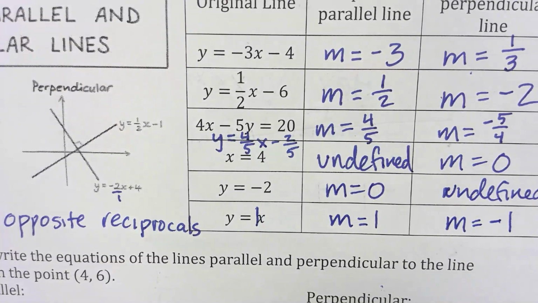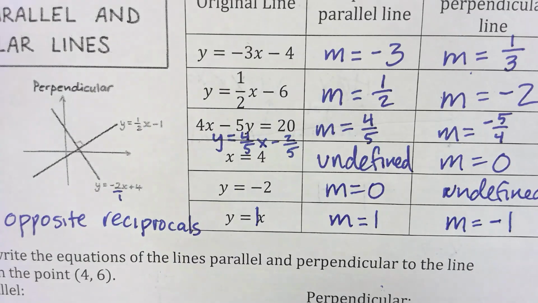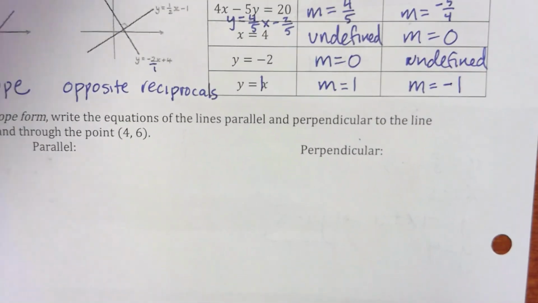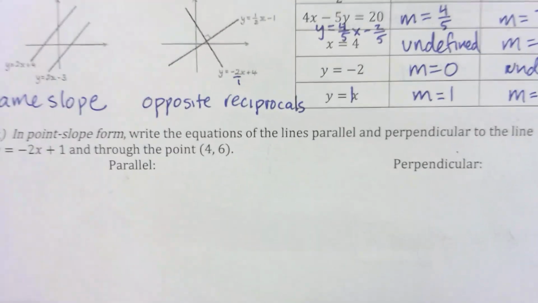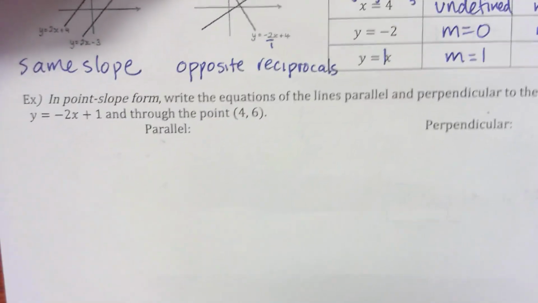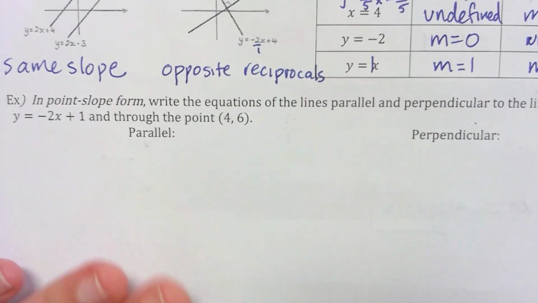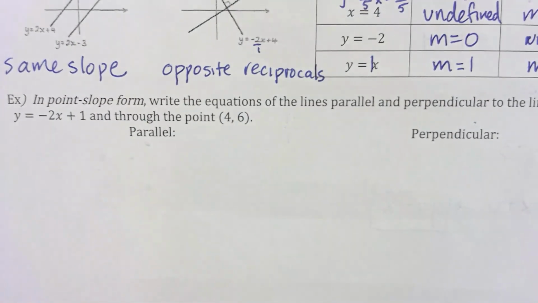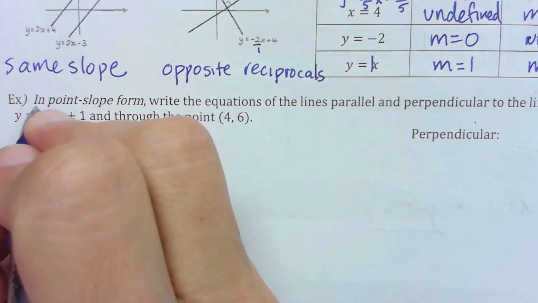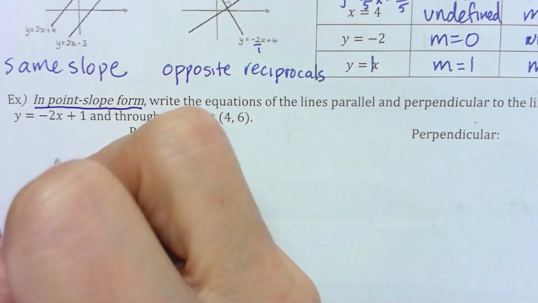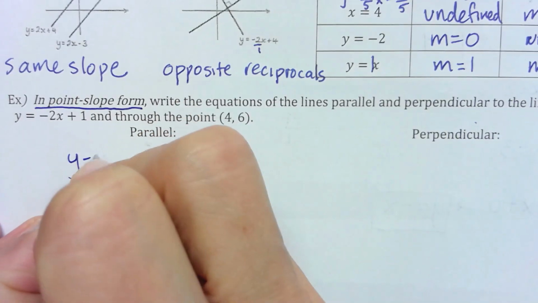Okay, last question at the bottom. In point slope form, write the equations of parallel and perpendicular lines to negative 2x plus 1 through the point (4, 6). Now, it says, again, point slope form, so you know what I got to do. I got to write down point slope form.